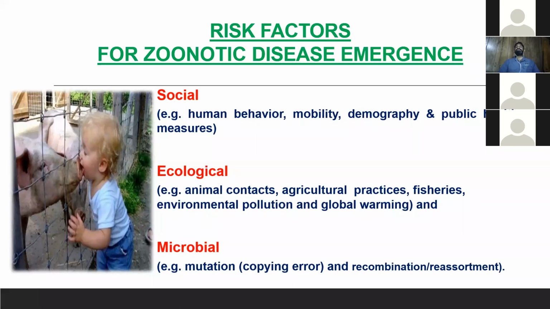And risk factors for zoonotic disease emergence are social, economical, and microbial. So social in the sense human behavior, as you can see in the picture, how we handle them, the amount of healthcare we are giving, and the mobility, demography, and public health measures. Those were the risk factors with respect to social. Then ecological: animal contacts, agricultural practices, fisheries, environmental pollution, and global warming. They're all ecological factors contributing to zoonotic disease emergence. And microbial: mutation, copying error, recombination and reassortment. So within the microbial community also, there will be a lot of risk factors. That's also not in our hand, but these are all the risk factors for us to understand and address.